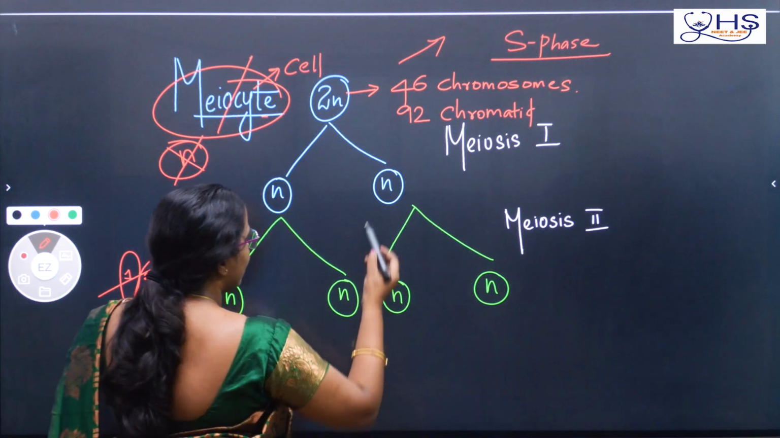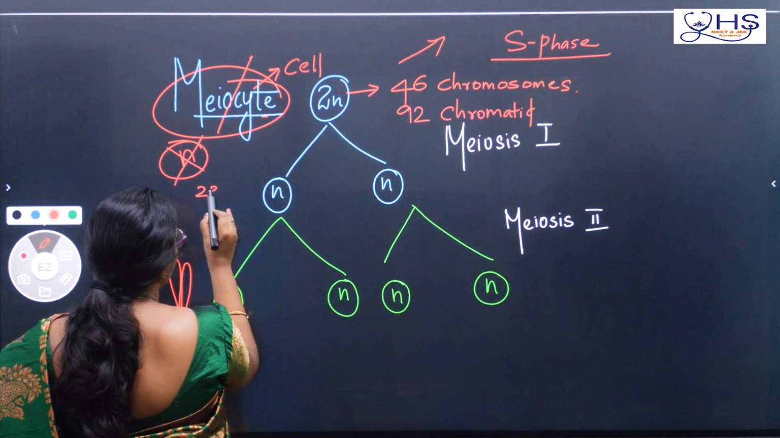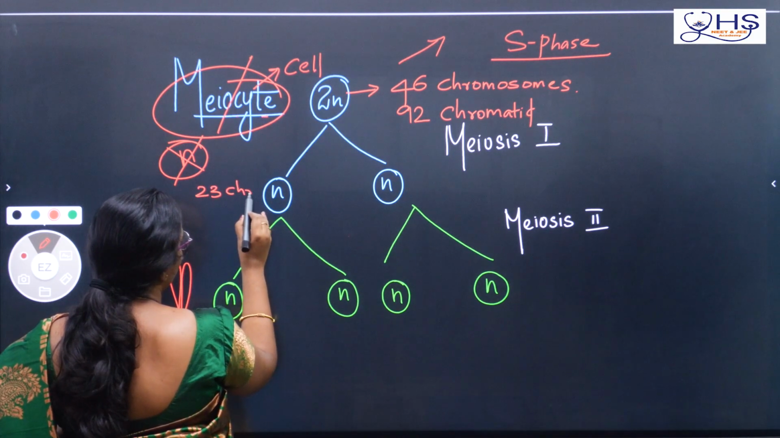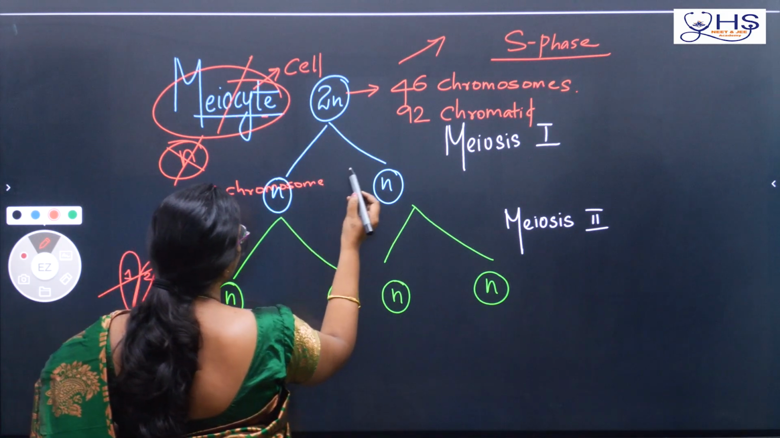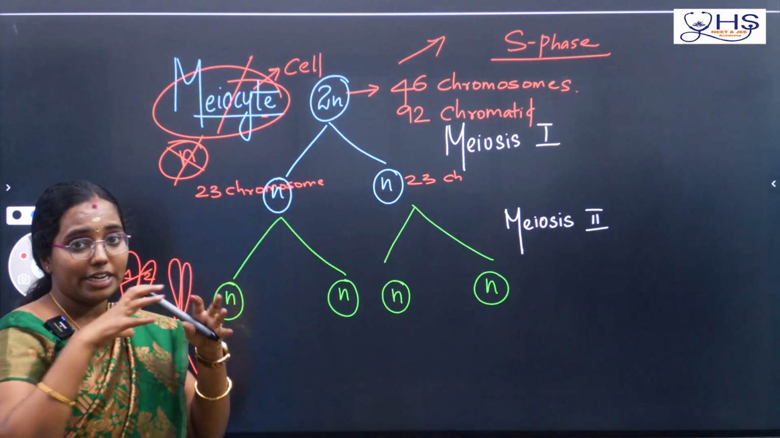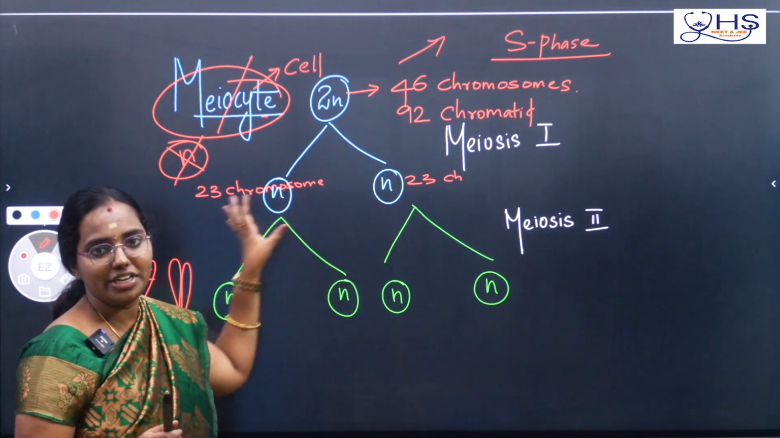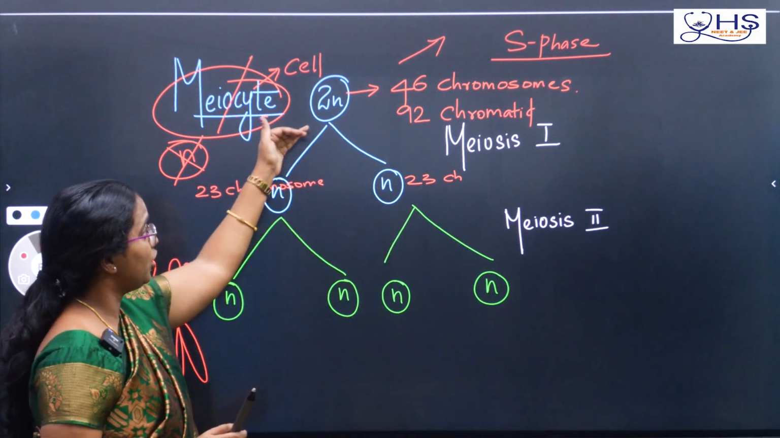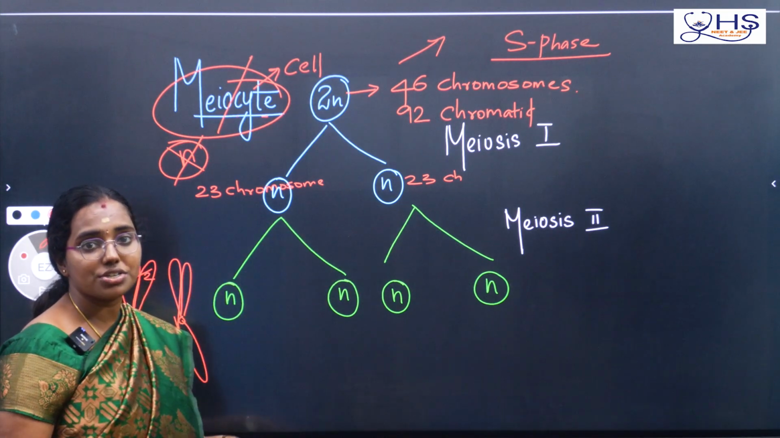Okay, now at the end of meiosis 1, this cell will have 23 chromosomes, and here also 23 chromosomes. So chromosome is split into 2. So 46 chromosomes half ஆதா வருது 23. அதனால நம்ம 2n நம்மளும் n ஆ ரெடியூஸ் பண்ணிட்டோம். This is called reductional division.